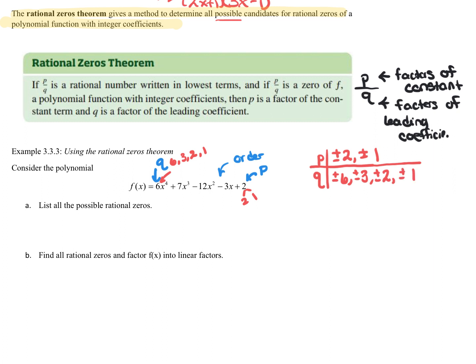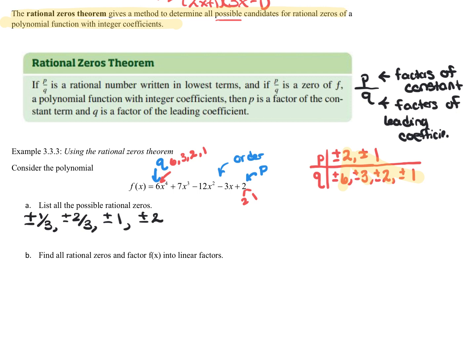And to make the actual list of these, you're going to do P over Q. So you're going to do 2 over 6, 2 over 3, 2 over 2, 2 over 1. So 2 over 6 reduces to a third. So I get plus or minus 1/3, comma. 2 over 3 is plus or minus 2/3, comma. 2 over 2 is plus or minus 1, comma. And then 2 divided by 1 is plus or minus 2.